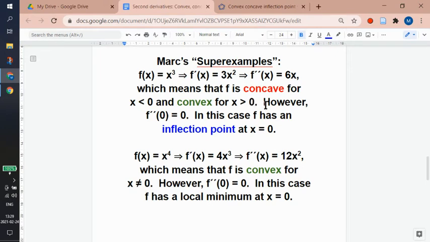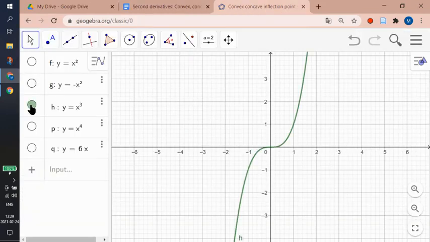However, at 0, f double prime of 0 is 6 times 0, which is 0. So there may or may not be an inflection point. If we look at the graph for this function, we do see that there is an inflection point at x equals 0. An inflection point is a point where the curvature changes from being concave to convex, or vice versa. It could also change from convex to concave.